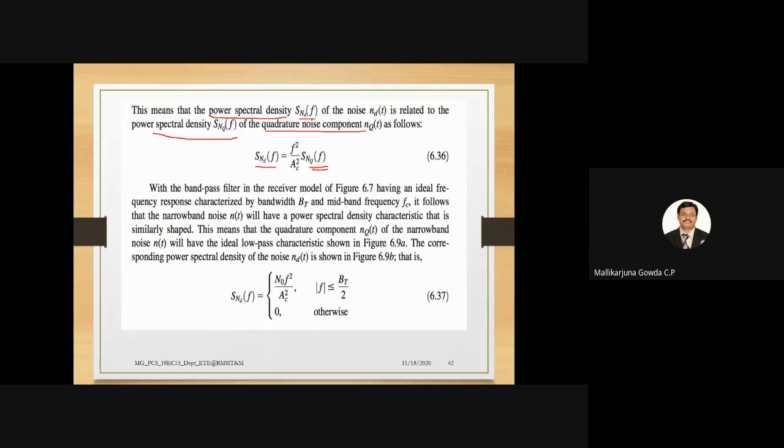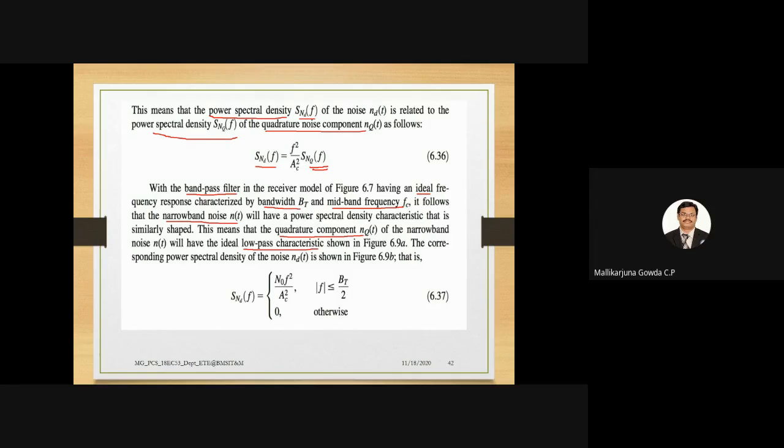With respect to that block diagram, the band pass filter we are using is an ideal band pass filter, having a frequency response with a bandwidth of B_T and midband frequency f_c. That will be following narrowband noise, so it will have power spectral density characteristics similar to the one we have already discussed. I will show the diagram of that. The quadrature component of the narrowband noise will have the ideal low pass characteristics.